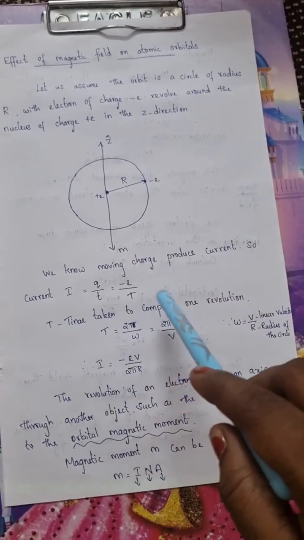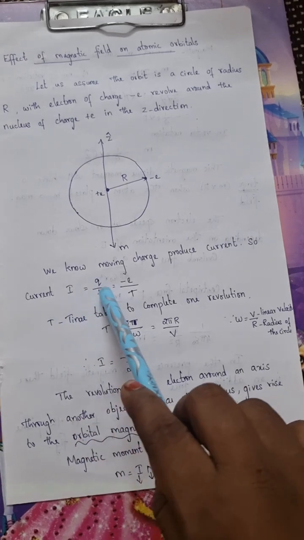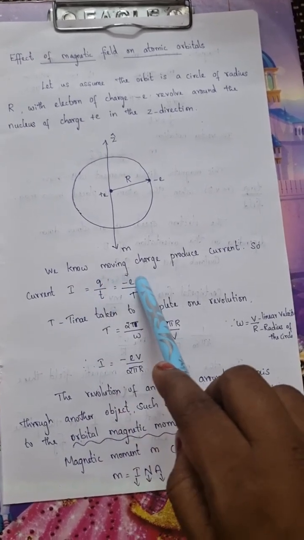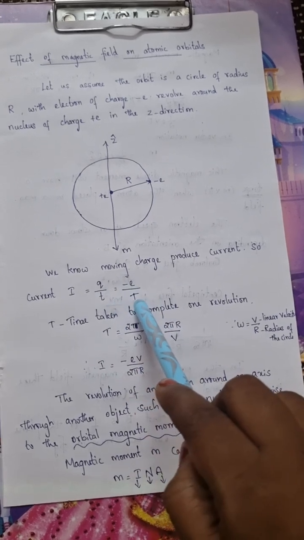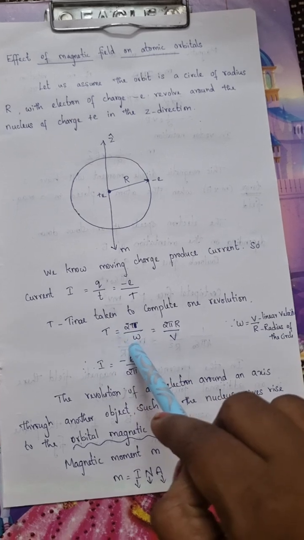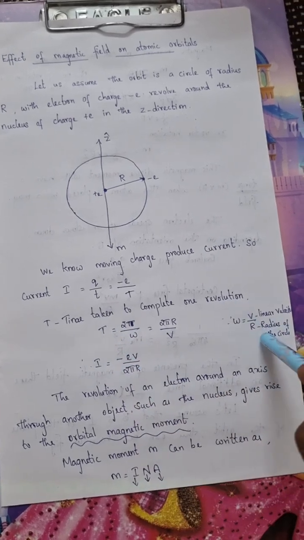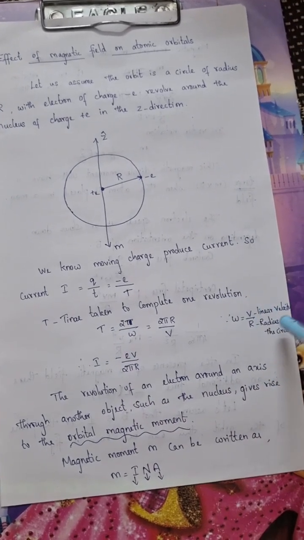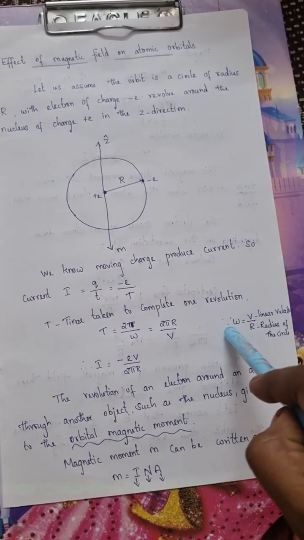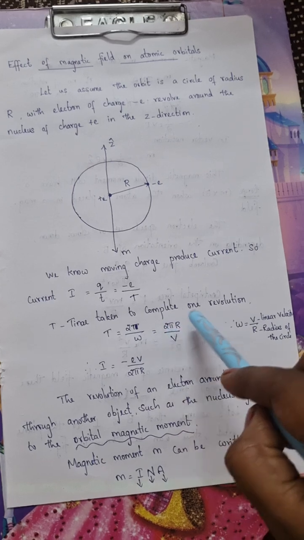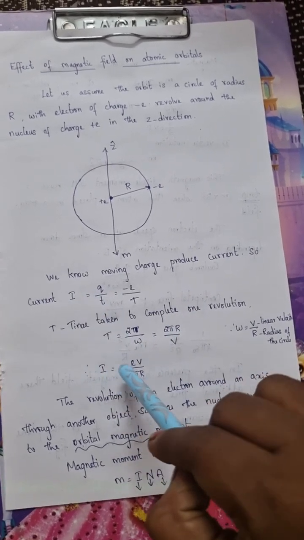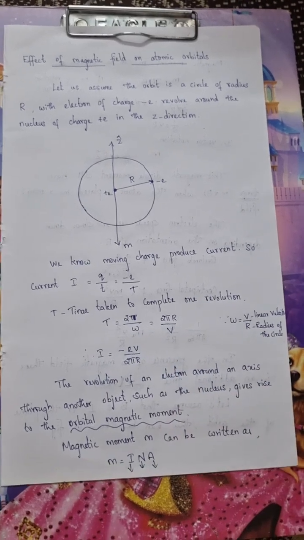We know moving charge produces current, so current I equals q by t. Here q is the charge and t is the time. The charge is minus e and t is the time taken to complete one revolution, that is 2 pi by omega. Omega equals v by r, where v is the linear velocity and r is the radius of the circle. So substituting the value of omega, t is 2 pi r by v. Substituting this value in I, we get I equals minus e v by 2 pi r.